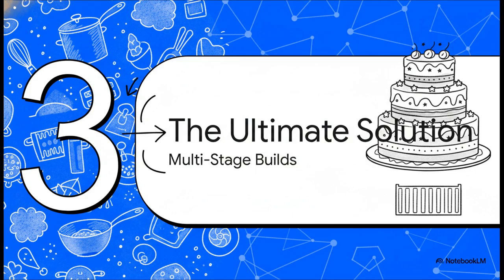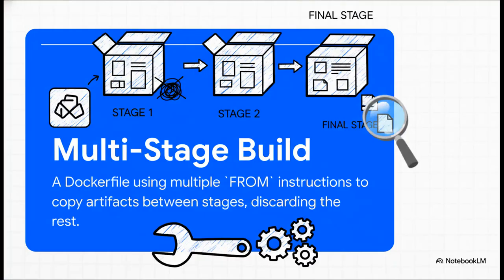We've made some incredible progress, but if you want the most powerful, the most elegant way to separate that messy kitchen from the final cake, it's time to talk about the ultimate solution: multi-stage builds. A multi-stage build is pretty much exactly what it sounds like. You use multiple from instructions right inside a single Docker file. The first stage acts as this temporary build environment, where you can make all the mess you want, and then you just selectively copy only the finished product over to a clean final stage.